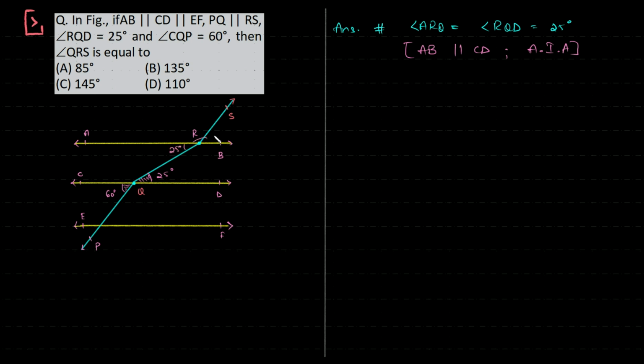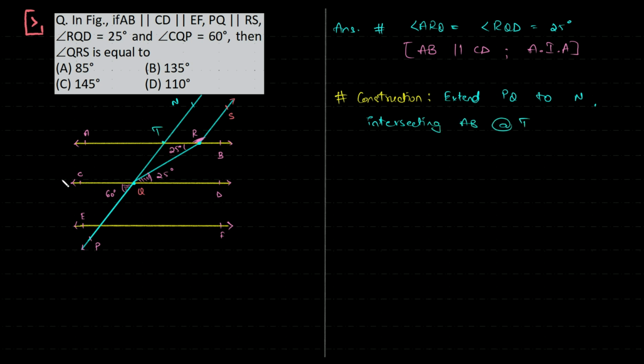All we have to do is this part, not R actually, ARS. Now, how will we do that? For that, I will give you the next clue, that is a bit of construction. The construction being PQ being extended over here, right? We will extend PQ to, let's call this N, and intersecting AB at T. I'll just call this T.